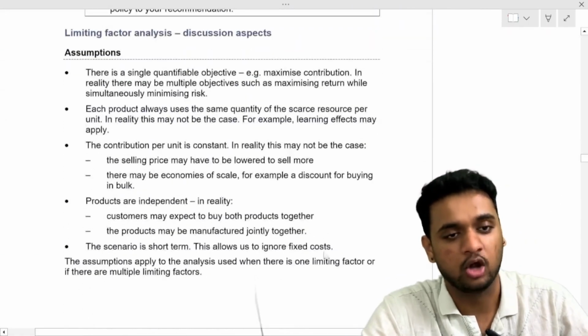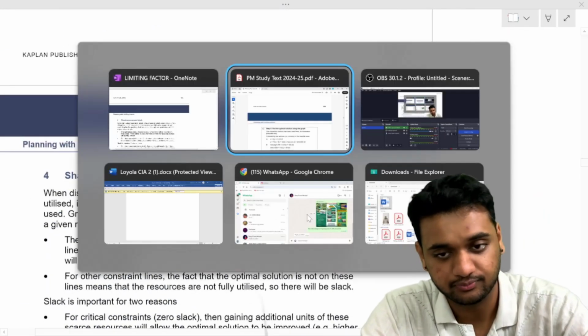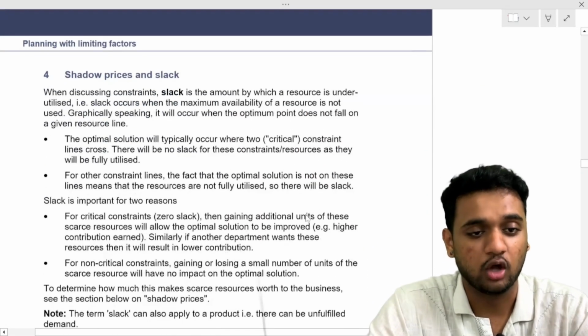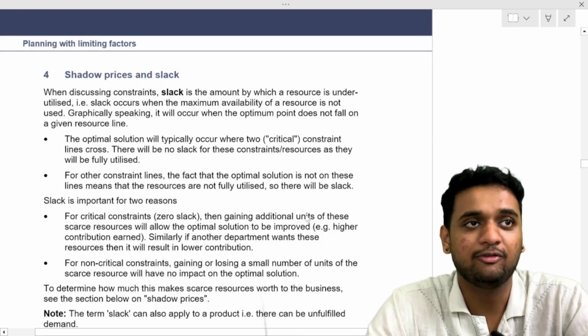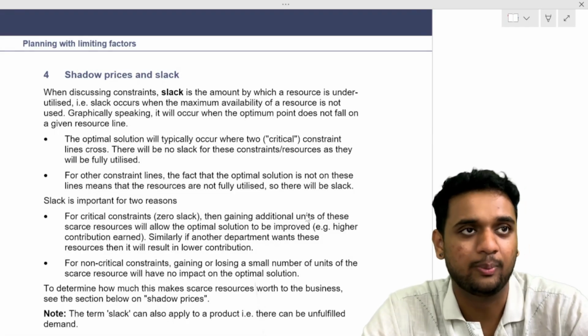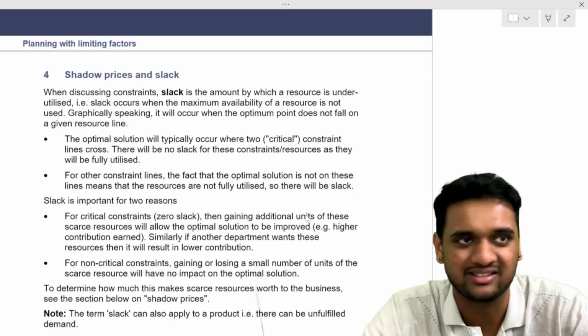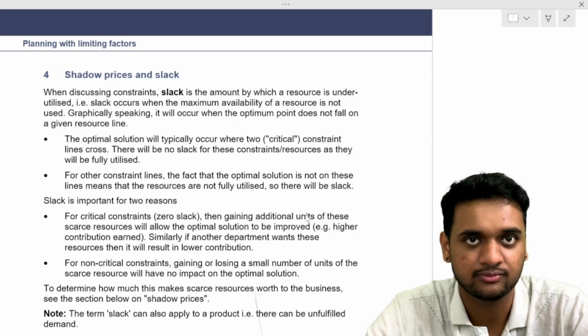Now we will move to another concept. We are going to see a new concept now, called shadow price and slack. Before knowing shadow price and slack, we have few constraints here, or limiting factors.